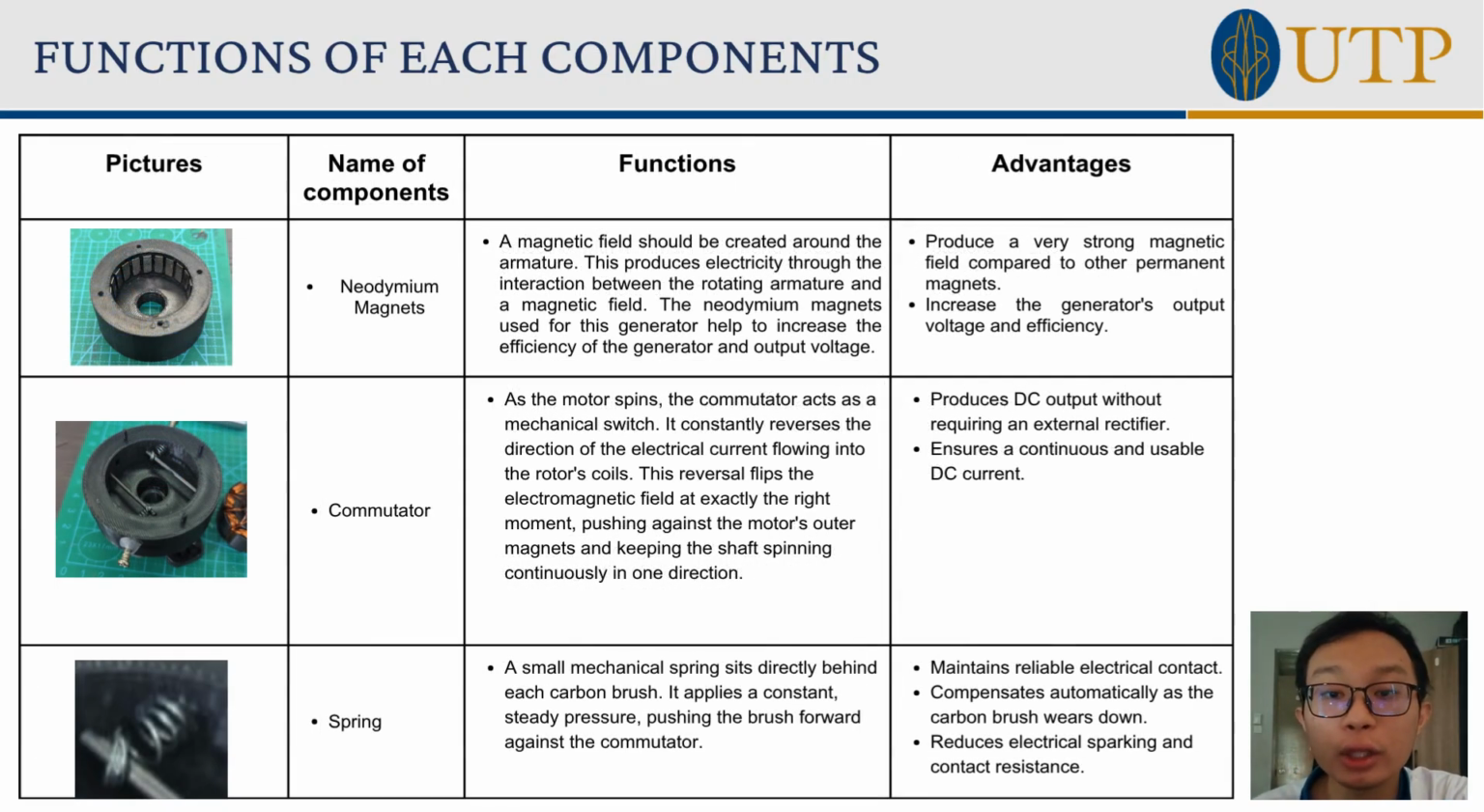And then we have neodymium magnets. Its main function is to produce a strong and constant magnetic field inside the DC generator. As the armature rotates through this magnetic field, an electromotive force, or EMF, is induced in the armature windings according to Faraday's law of electromagnetic induction, that generates the electricity.